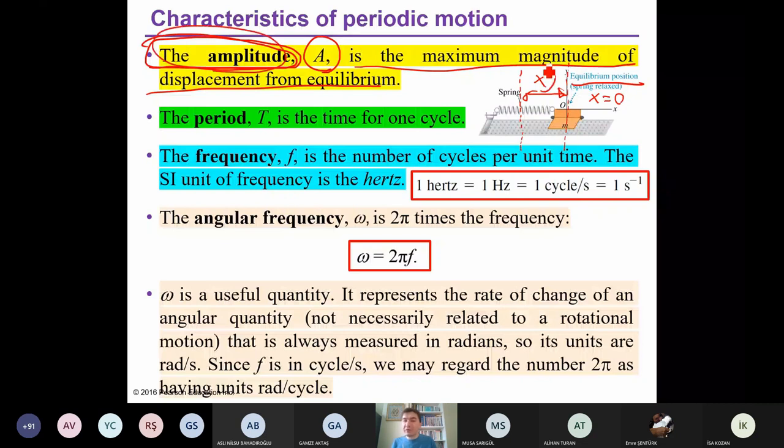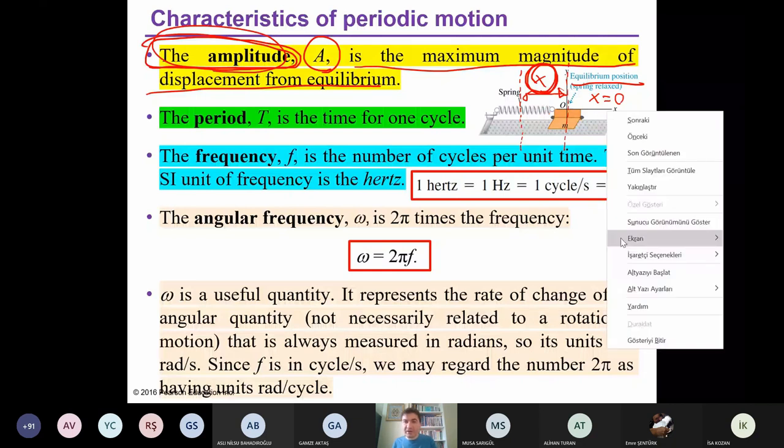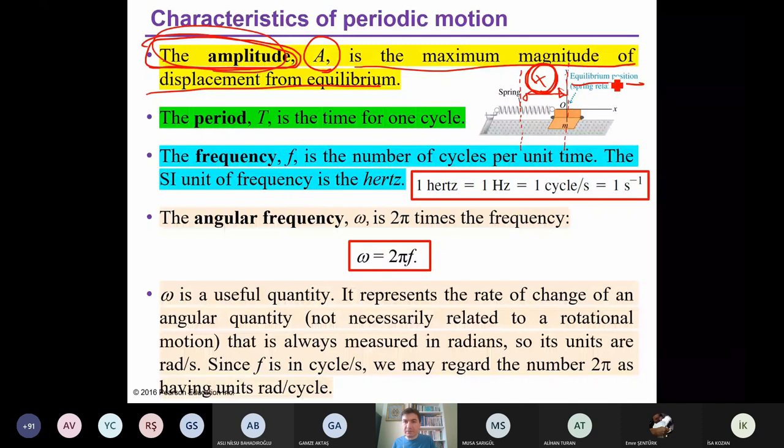You can also consider that you stretch the spring, you change the position of the glider, for example, to the positive side of the equilibrium, then here you have x, okay? Then this is the new position of the glider on the right side, in the positive side, okay? So the maximum x gives us the amplitude, okay? The maximum magnitude of displacement from the equilibrium. In the maximum displacement, x is equal to the amplitude, okay? Amplitude is this one. It is related to the displacement.